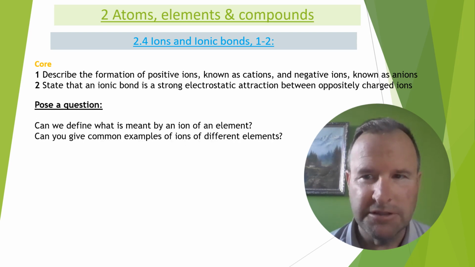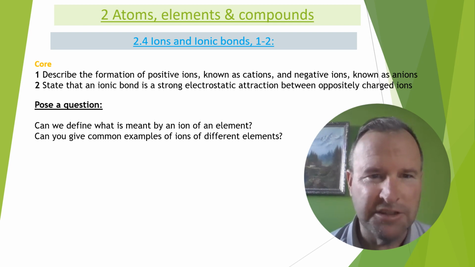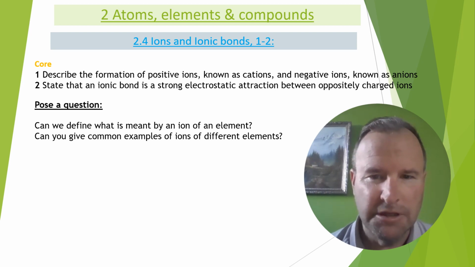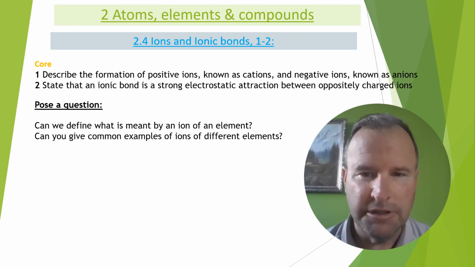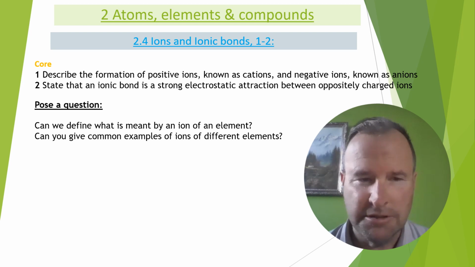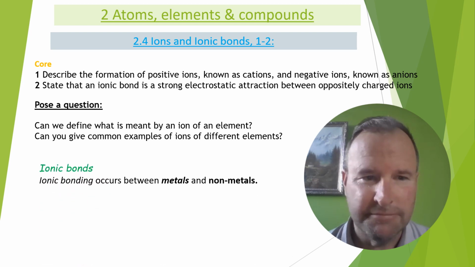I'd like to pose a few questions. Maybe you might know this already, maybe not, but this is my format. So these are the questions I pose. Can we define what is meant by an ion of an element? And if you already know that, please feel free to answer it. Can you give common examples of ions of different elements, the positive and negative variety?